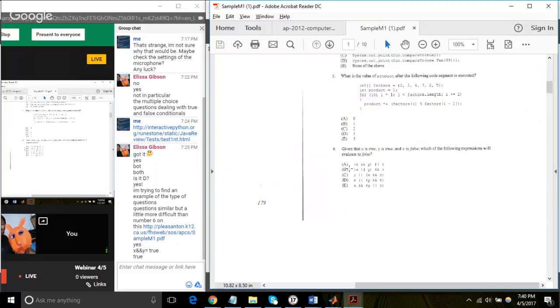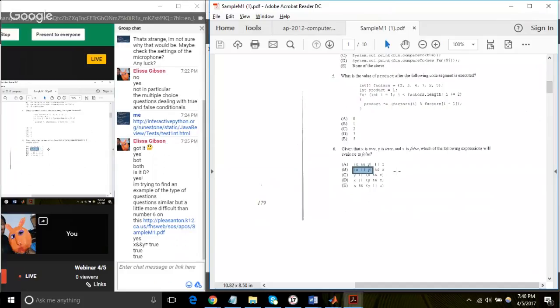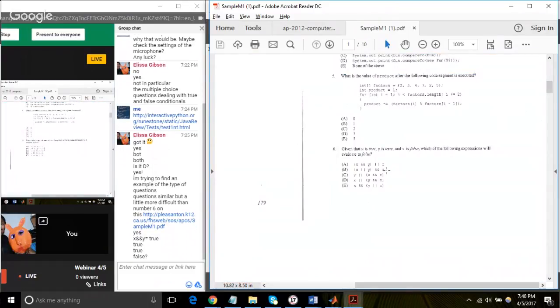This part is in parentheses, so we do that first. X or Y. What is X or Y here? True. And so true and false, what does that evaluate to? Right, exactly. It's going to be false because anytime you have something and something, both of them have to be true in order for it to be true. If either of them are false or even both of them are false, it becomes false.